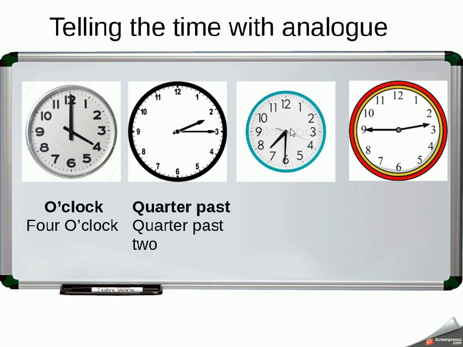Next, when the large hand is on the 6, it's halfway around, so we say it's half past. And again, we look up the number of hours with this. You see that the small hand has passed the 7, so if we go backwards, it takes us to the 7, so we know it's half past 7.